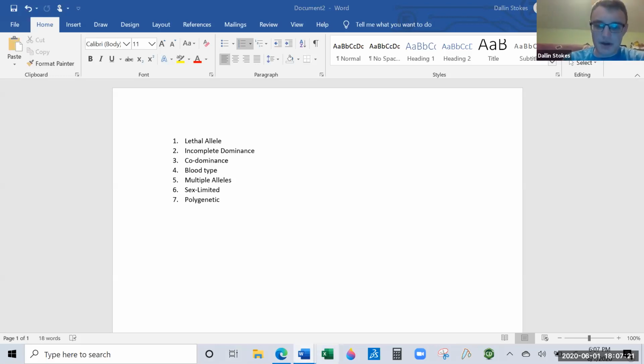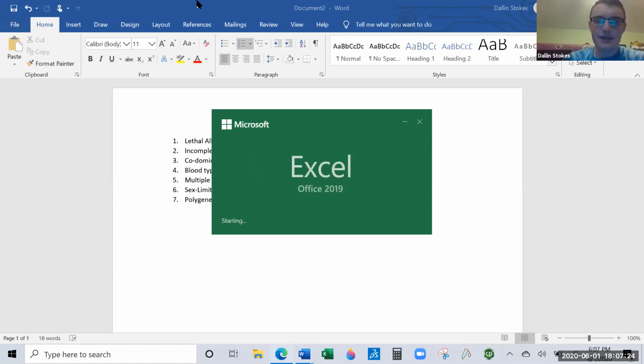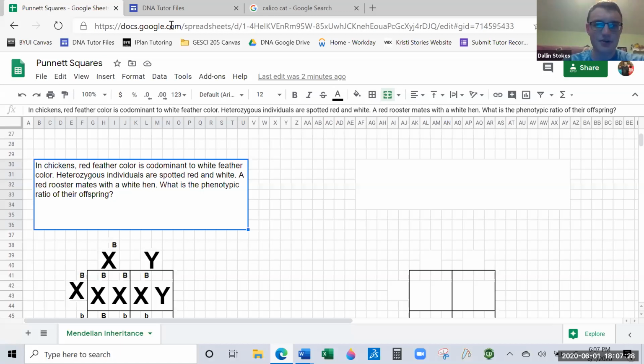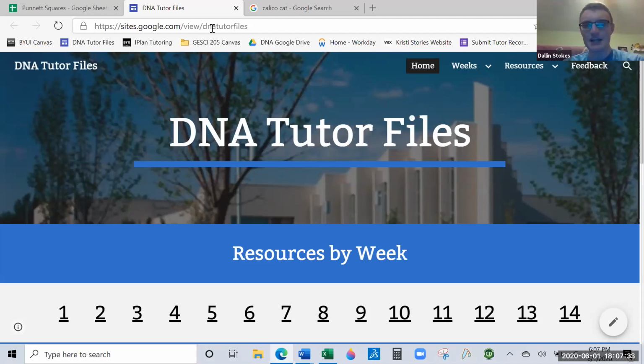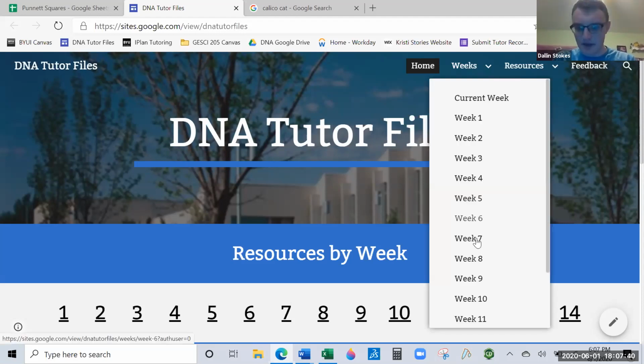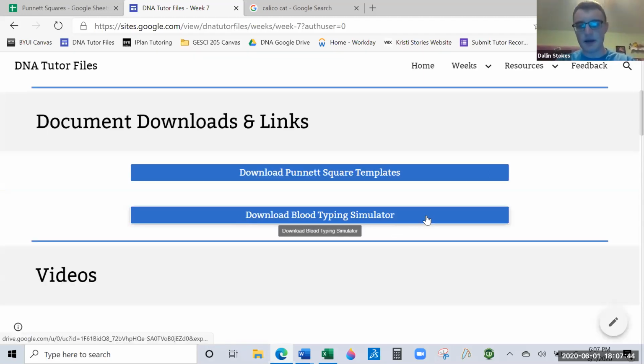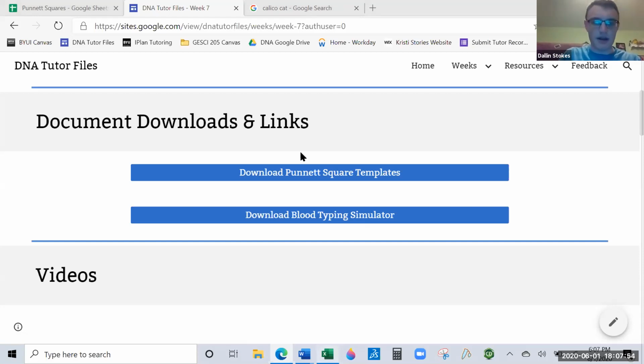So on my website, for those of you that use my website, it's sites.google.com/u/DNaTurFiles. It's right up there at the top if you want to go to it. On the week 7 page, if you scroll down, there's a link to download my blood typing simulator. This isn't required, but I find it a helpful visual tool, and I'll use it in my example on how this works.